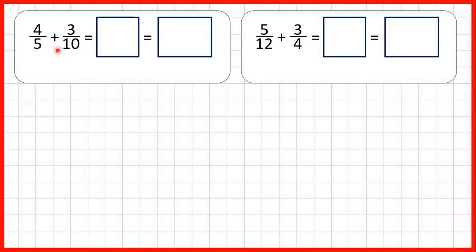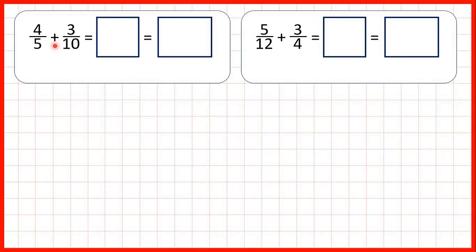Now we're adding fractions with different denominators, but this time we have 2 answer boxes. That's because adding these fractions will give us a total of more than one whole, so we can write our answer as both an improper fraction and a mixed number. So first we have 4/5 plus 3/10.